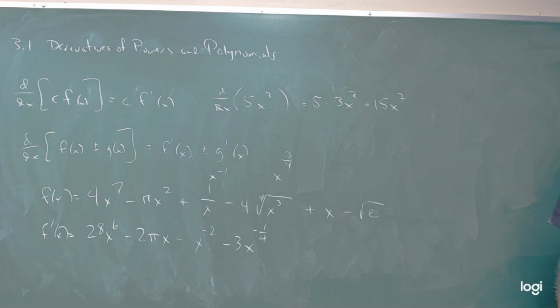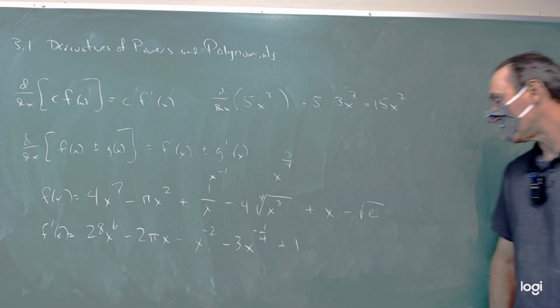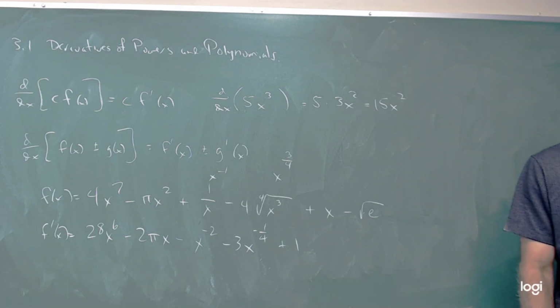This always throws people when you're starting out. The derivative of x is 1. And the derivative of the negative square root of e is 0, because that's just a constant.